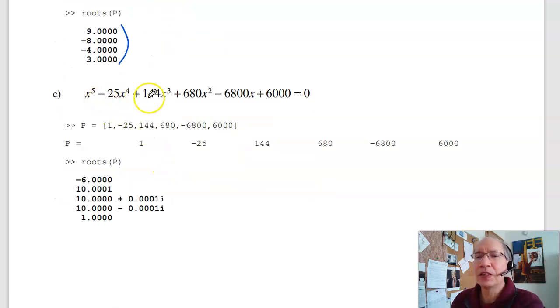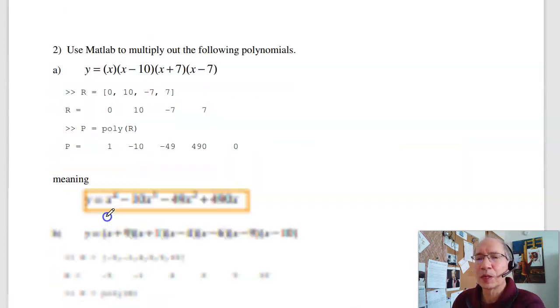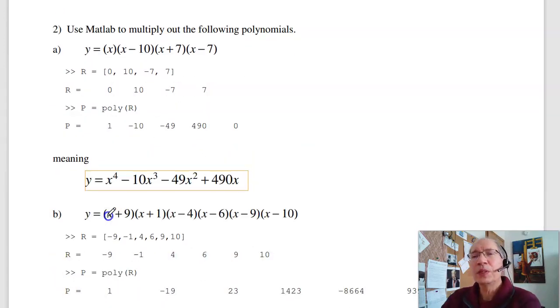And finally, if you have a fifth order polynomial, I have 6 terms here. Again, each one represents the coefficient in decreasing powers of x. Find the roots, and here's what you get. Roots could be real, could be complex. That's problem 1. Problem 2 is Matlab will also multiply out polynomials.